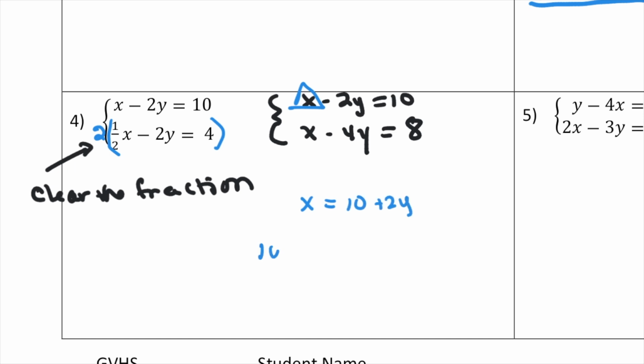Then substitute into the second equation. 10 plus 2y replaces the x. Minus 4y equals 8. You can continue with the problem by solving for y, and then once you have y, determine your x value.